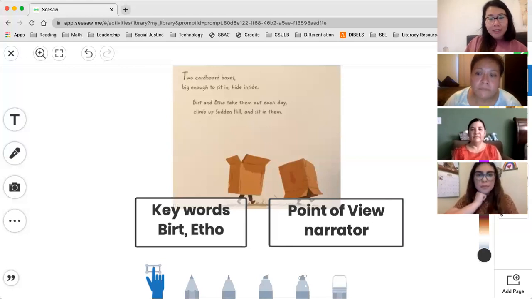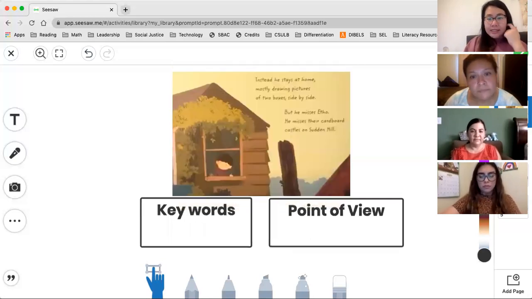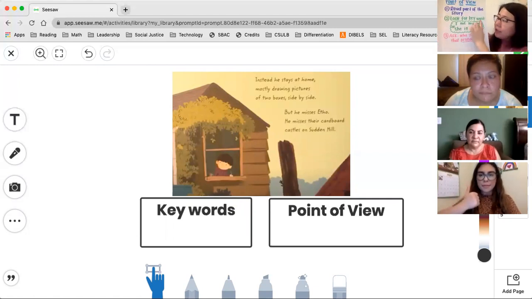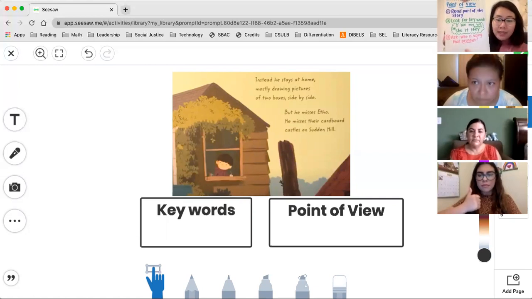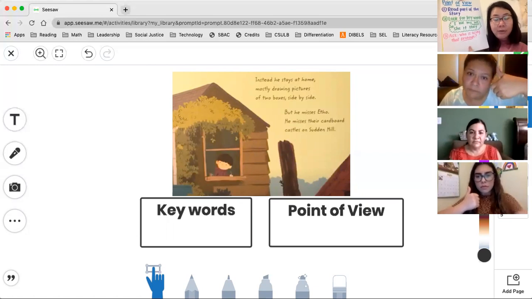Okay, awesome. Here's our second example. This is the next part of the story I'm going to read. Instead, he stays at home, mostly drawing pictures of two boxes side by side. But he misses Etho. He misses their cardboard castles on Sudden Hill. Okay, so again, let's look for those keywords, I, me, my, we, he, she, it, they, or any names as our keywords, and help us figure out whose point of view this is being told in.